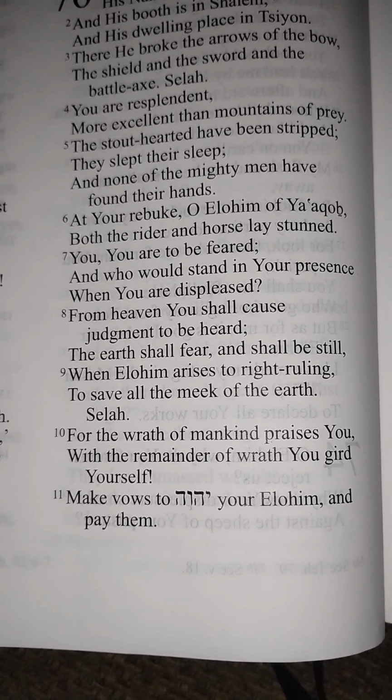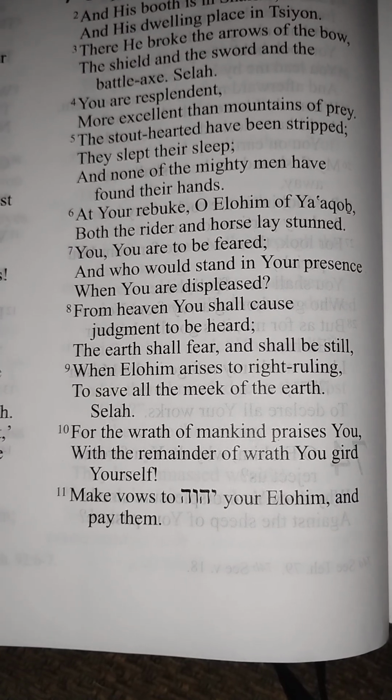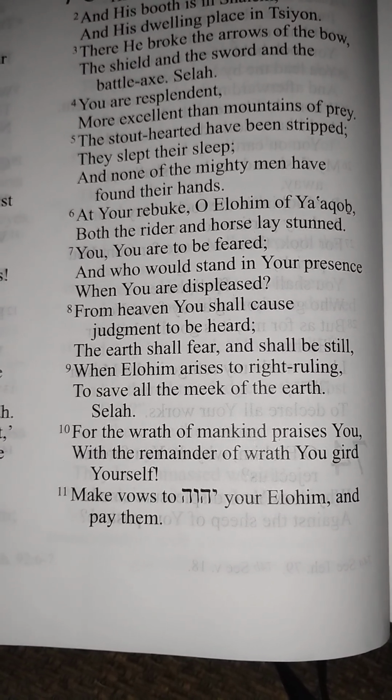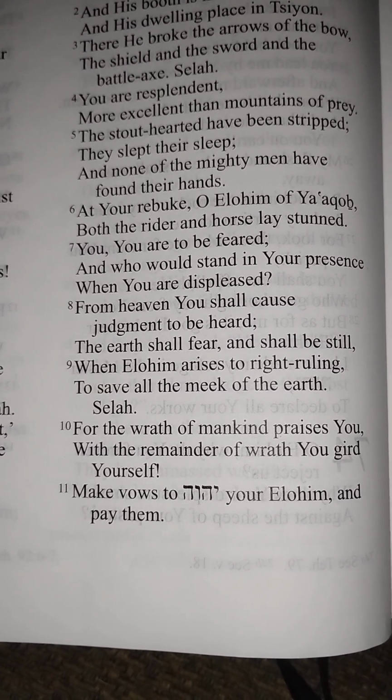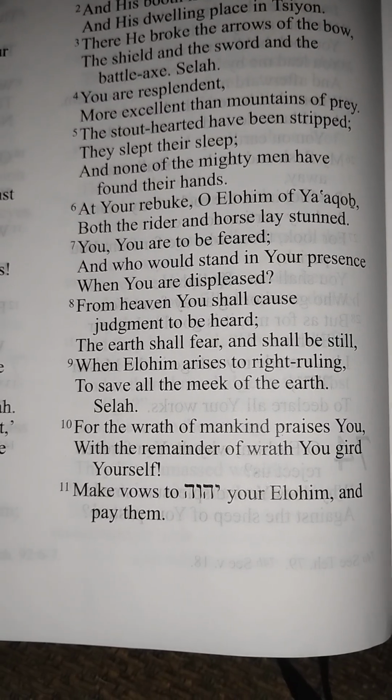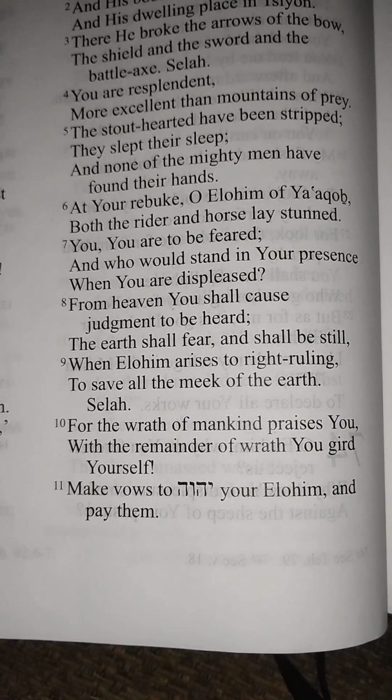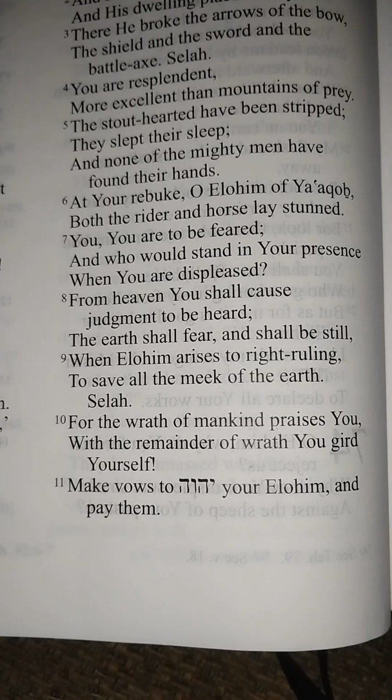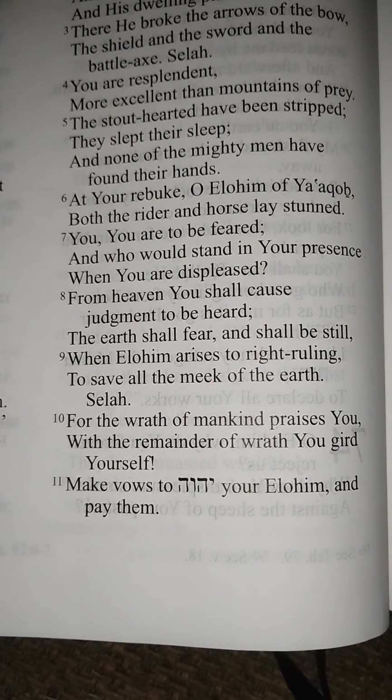From heaven you shall cause judgment to be heard. The earth shall fear and shall be still, when Elohim arises to right ruling, to save all the meek of the earth. Selah. For the wrath of mankind praises you, with the remainder of wrath you gird yourself.